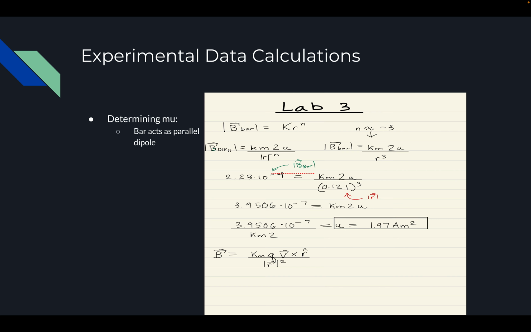Doing some calculations to determine mu, or the magnetic moment. We treat the bar as acting as a parallel dipole. Thus, we are able to use the parallel dipole's magnitude equation, and by plugging in a known magnetic field magnitude and a known distance, we can isolate mu and determine it to be 1.97 amps times meters squared.